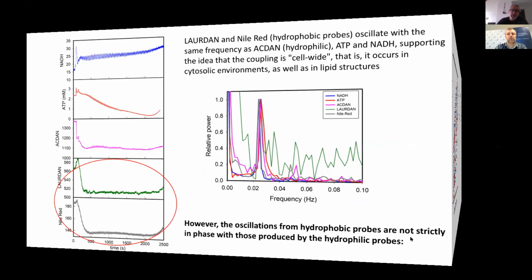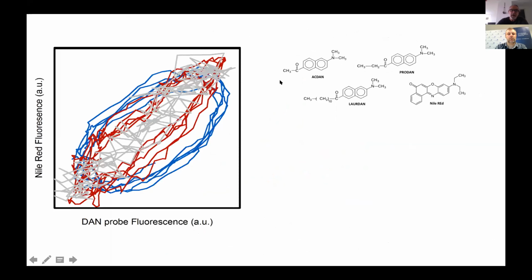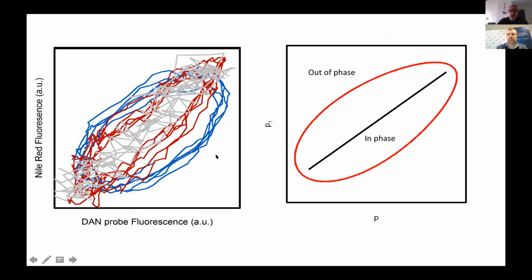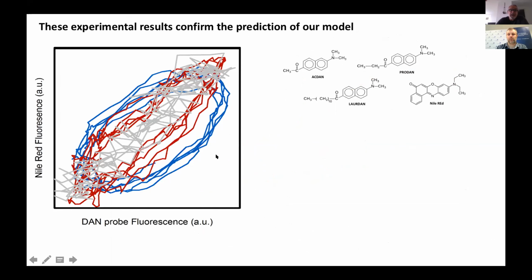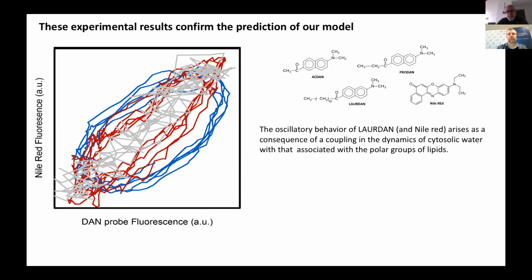And this is what we did experimentally, and you can see here. If you correlate the fluctuations of Nile red fluorescence with the different DAN probes, you can see that Laurdan is the gray one, the red one is Prodan, and the blue one is Agdan. Basically, this is confirming somehow the prediction of our model. So therefore, we need to do an interpretation, obviously, on this coupling.